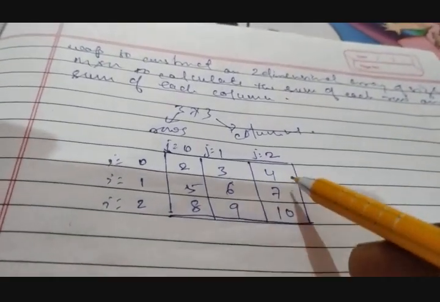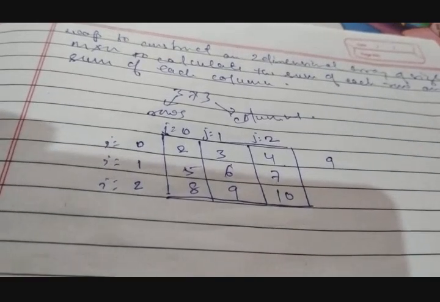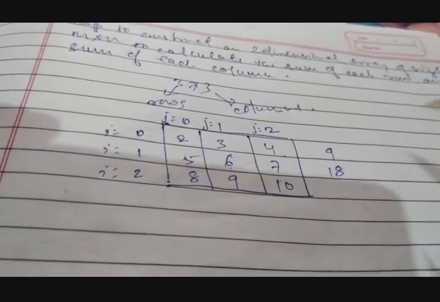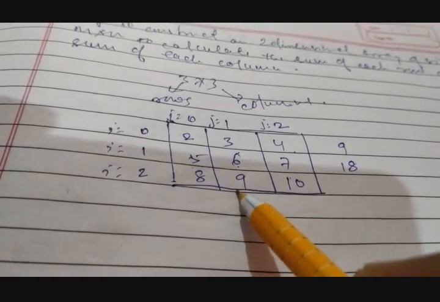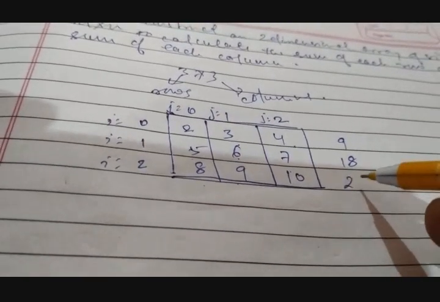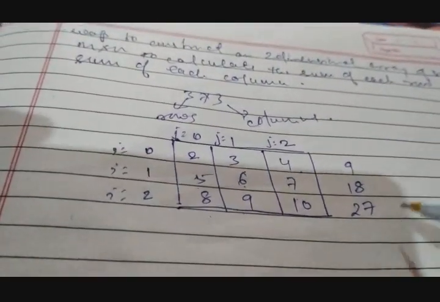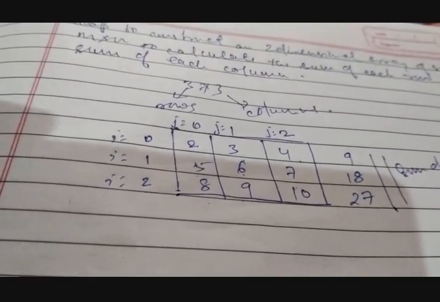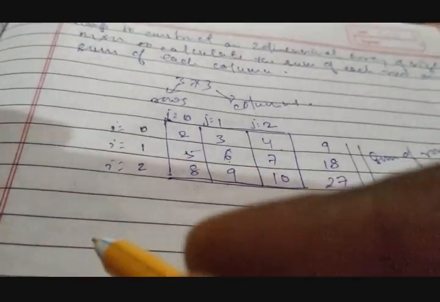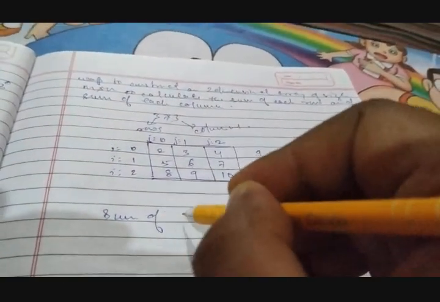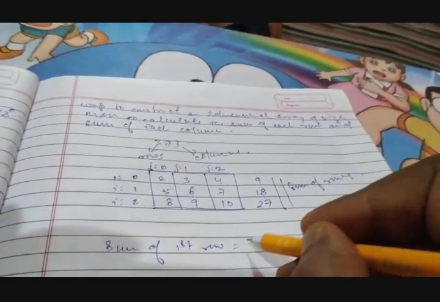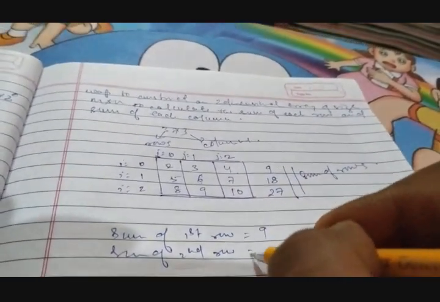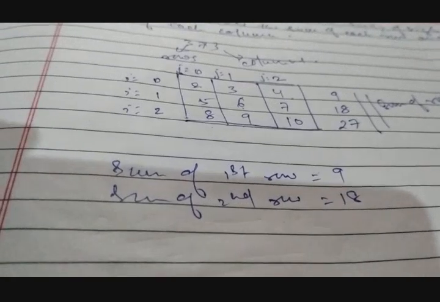So 2 plus 3, 5, 5 plus 4, 9. So you got here 9. 5 plus 6, 11, 11 plus 7, 18. 10, 9, 19, 19 plus 8, 27. This is the sum of rows. So how the answer should be: the sum of first row equals 9, sum of second row 18. Likewise you have to print it out.